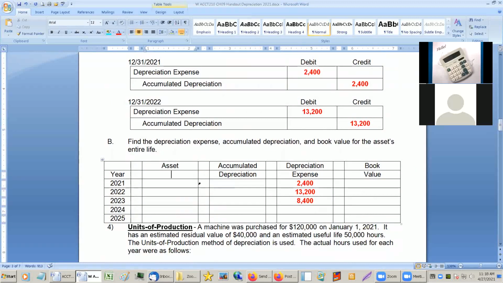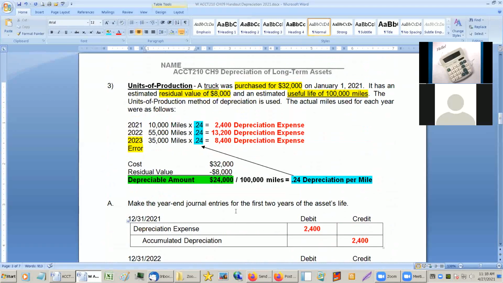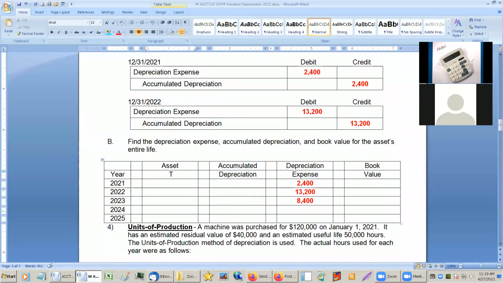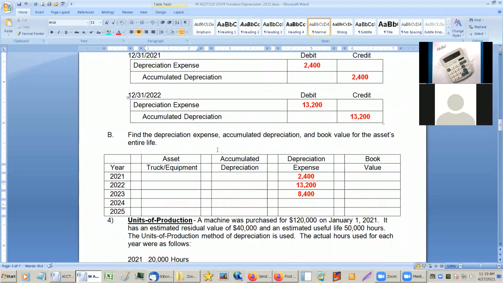Okay, so the assets. So this was a truck? You could put equipment, equipment's fine too. So truck or equipment, either one's fine. All right, what do we pay? 32,000. Okay, depreciation in the first year is the same as the expense, since we've only had it for 1 year. And the book value would be 32,000 minus that.